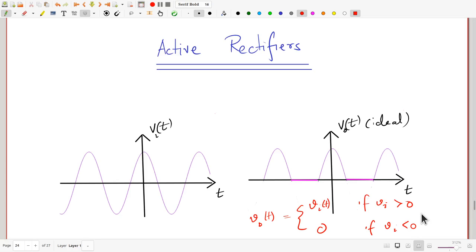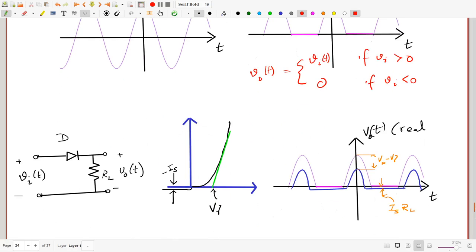Now, as you all know, we can easily implement a half-wave rectifier using a diode and a resistance combination. In fact, this is a very simple circuit that will do the job for you. However, if you had an ideal diode, this would really give you the ideal response that you wanted. But a real diode is not an ideal diode.